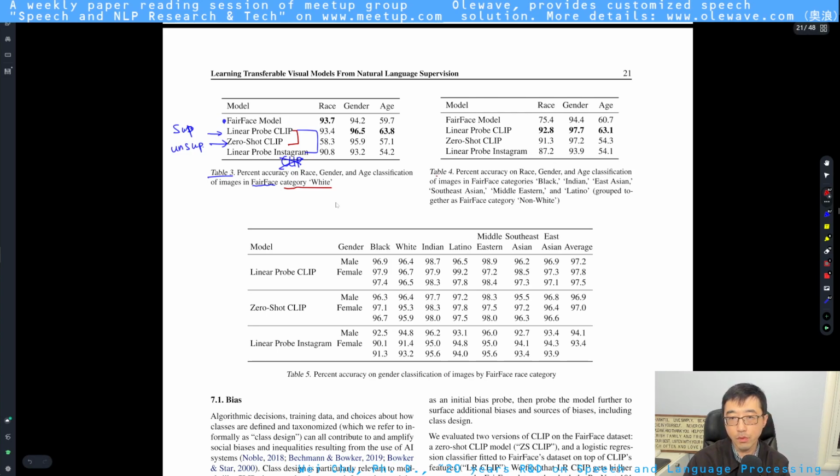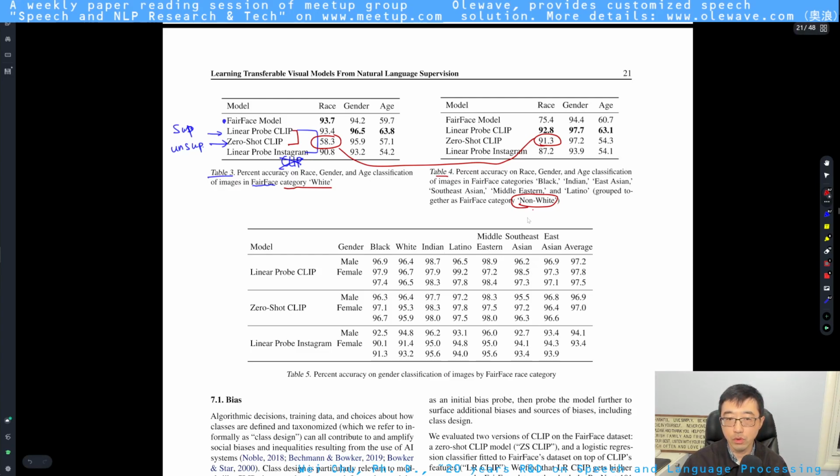And then for table 4, they're showing the percent accuracy on race, gender, and age classification of the FairFace category, non-white. And I think the general conclusion was the same, except that this time the zero shot CLIP works way better on non-whites than on whites. See this too? That's what I perceived. Makes sense?